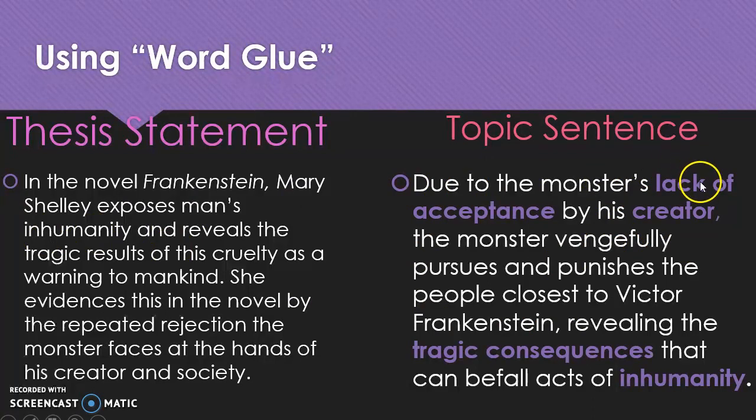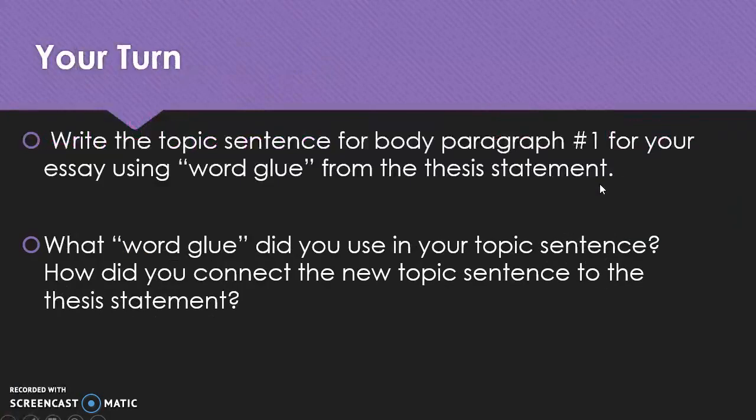Lack of acceptance, creator, which we see. We see tragic consequences, and we see inhumanity. We see these words over here, okay? That is what we mean. You're going to take your thesis statement, you're going to turn it into a topic sentence. You're going to use word glue. Word glue is when we take keywords from our thesis statement, use them to create a topic sentence.